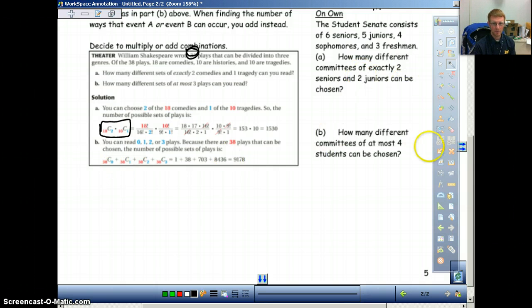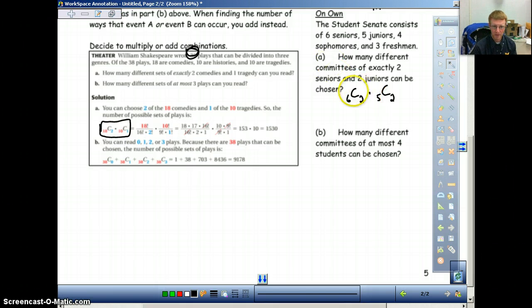Okay, so let's look at these examples over here. I'm not going to have you do these on your own because you don't have a calculator with you, and that could be pretty tough. The Student Senate consists of 6 seniors, 5 juniors, 4 sophomores, and 3 freshmen. How many different committees of exactly 2 seniors and 2 juniors can be chosen? Because it's exactly and it's an and, we're just going to deal with the seniors and juniors. We have 6 seniors to choose from, so this will be 6 choose 2, times 5 juniors, so 5 choose 2.